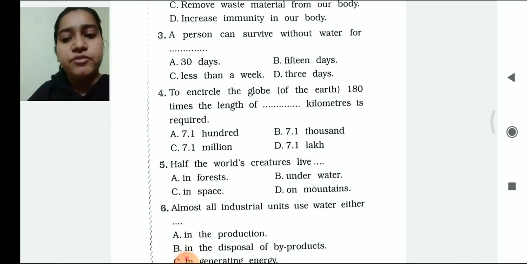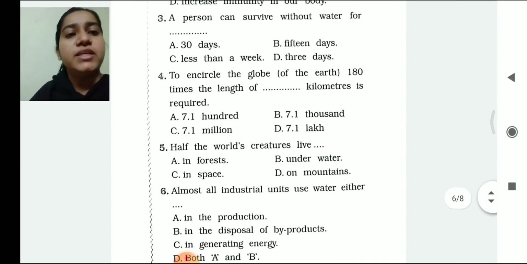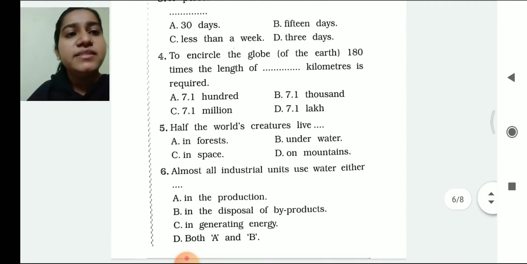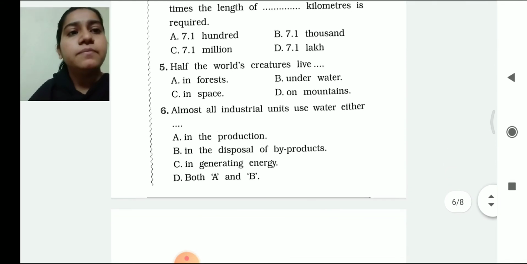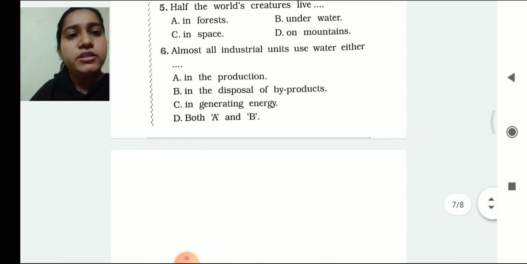Person can survive without water for dash, that means less than a week. The person cannot survive without water for more than a week. To encircle the globe of the earth 180 times the length of the kilometer which is required is 7.1 million. Half of the world's creatures live under water.